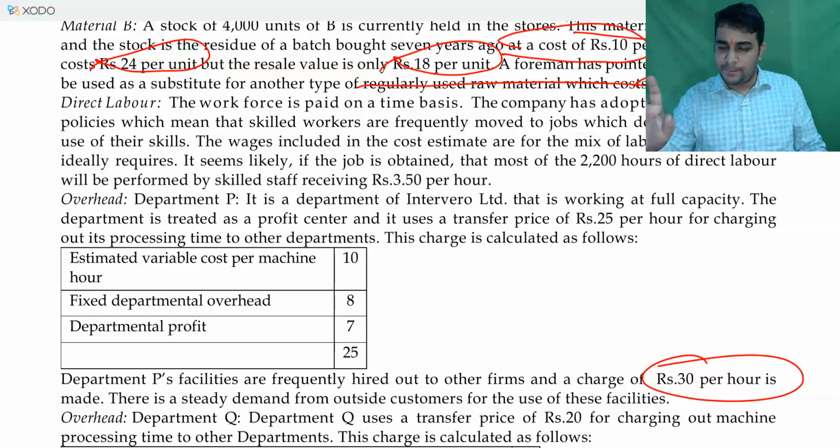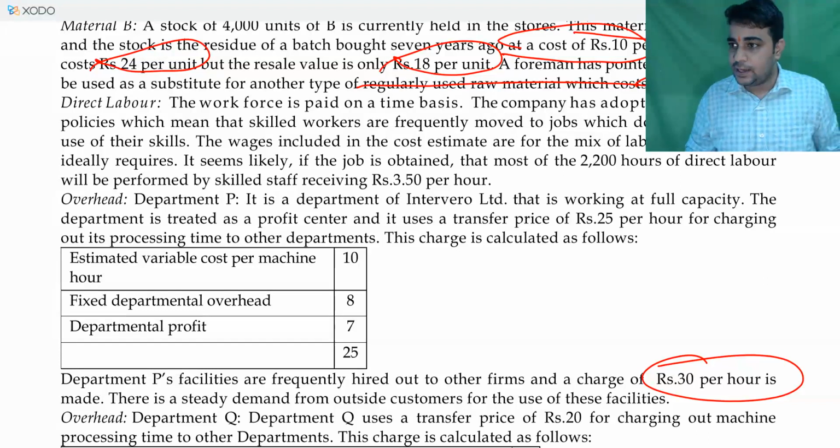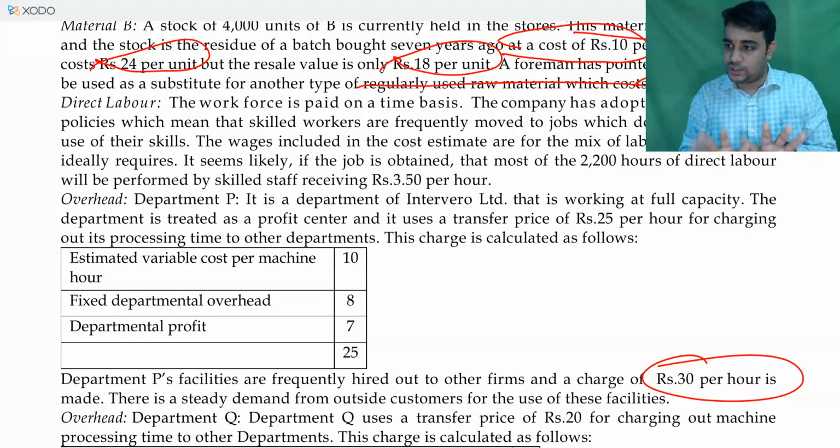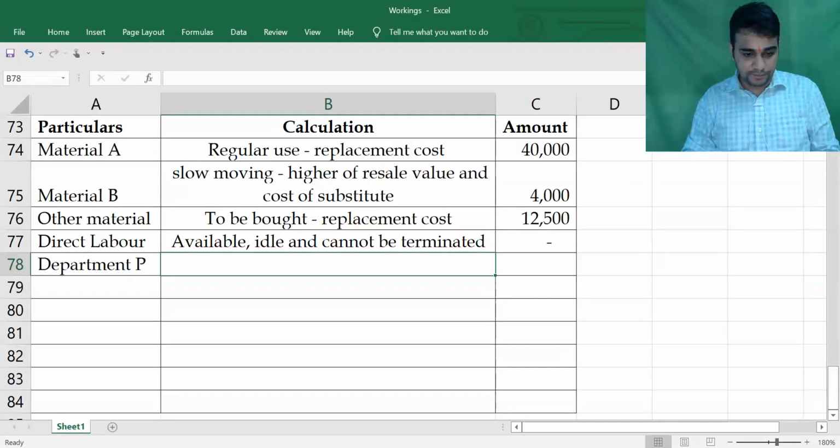Question has nowhere mentioned anything on change in variable cost. It has not mentioned that for internal use it is 10 rupees, for external use it's 12 rupees, 15 rupees, nothing like that has been mentioned in the question. So it's basically lost revenue. Plus or minus change in variable cost is 0.